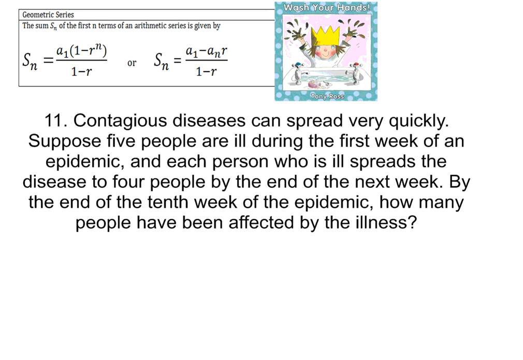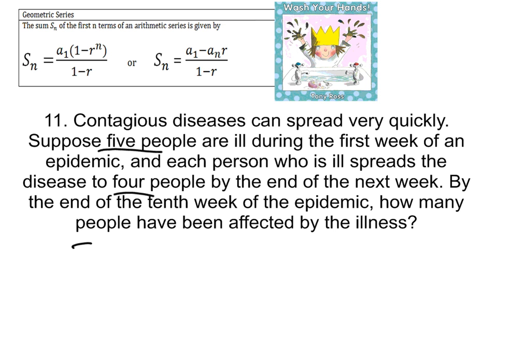All right, contagious diseases can spread very quickly, such as Ebola. Suppose 5 people are ill during the first week of an epidemic, and each person who is ill spreads the disease to 4 people by the end of the next week. By the end of the 10th week, how many people are going to be sick? Well, it starts off with 5. They give it to 4 people throughout the week.